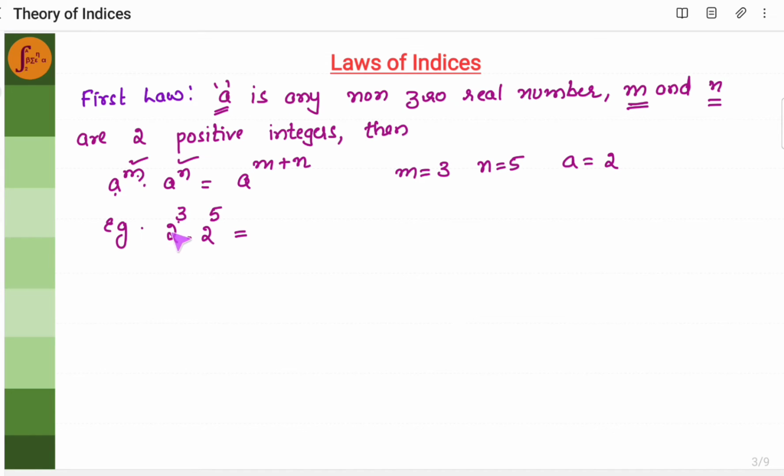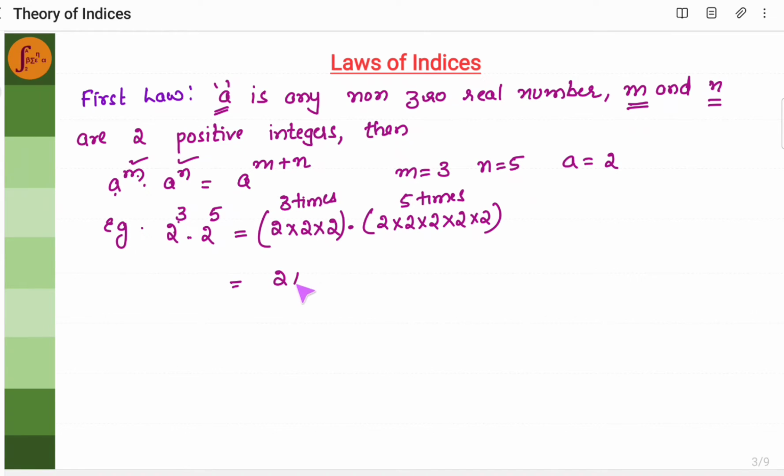Now what does this mean? What does 2 to the power 3 mean? You have to write 2 3 times, and then there is an into here. Then we put 2 to the power 5, that is 2 multiplied 5 times. We multiply 2 5 times, and here we multiply 3 times. When you calculate, it's going to be 2 into 2 into 2 into 2 into 2 into 2 into 2 into 2. So it's going to be 1, 2, 3, 4, 5, 6, 7, 8. It's going to be 8 times.